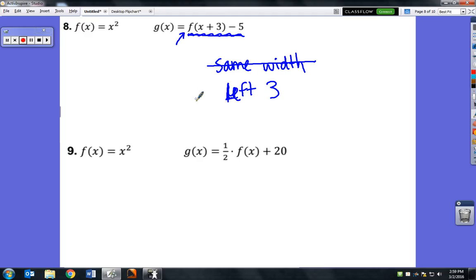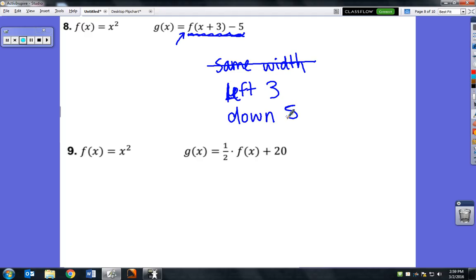Then we need to look at what's happening at the end, which is our k value. K tells us where our parabola shifts up or down. And since this is a negative 5, that means that my parabola shifts down 5.